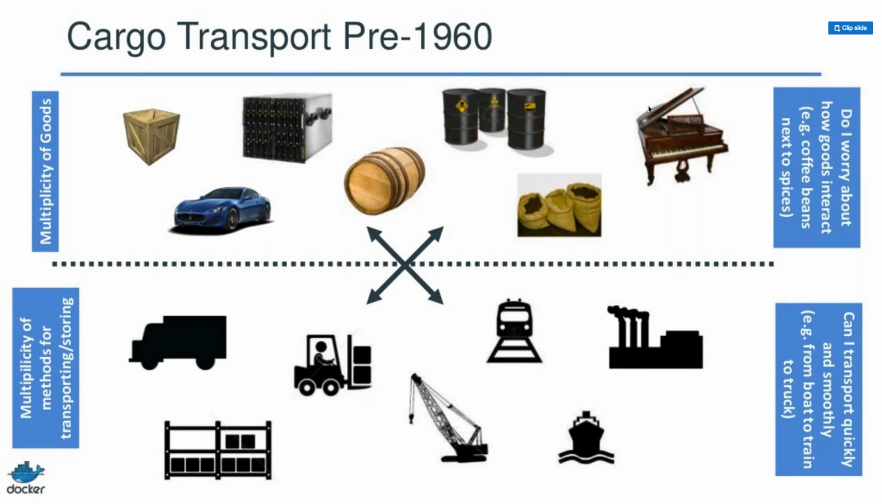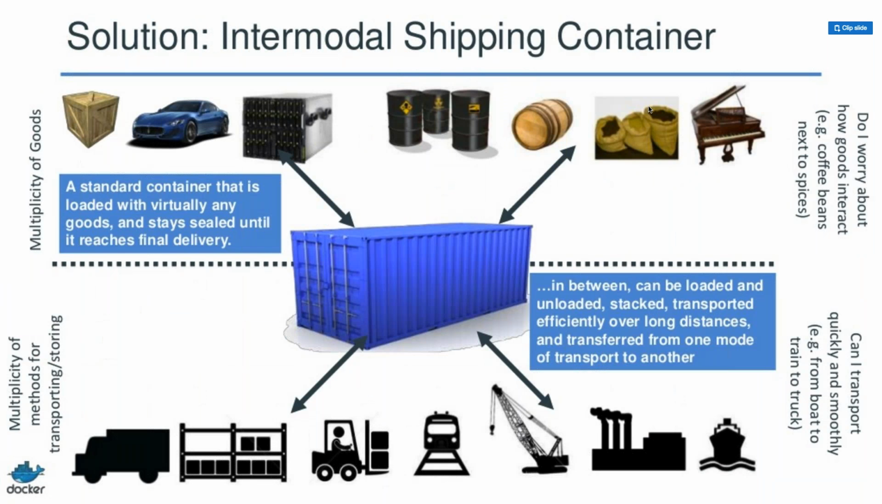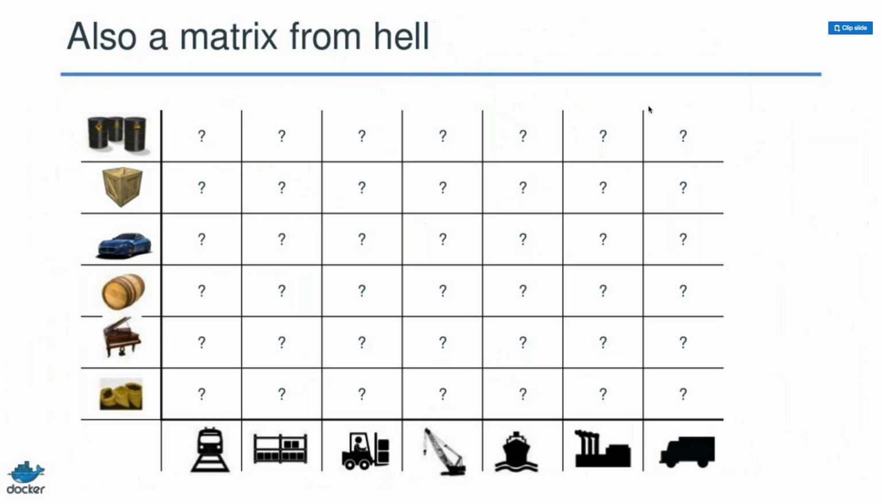So the analogy that they're using is cargo transport before 1960 was just like this. People would put stuff in drums or in burlap bags, or they would just literally give you the car to ship. And it had to go through trucks, cranes, trains, storage, ships, all those different things. It was almost identical.